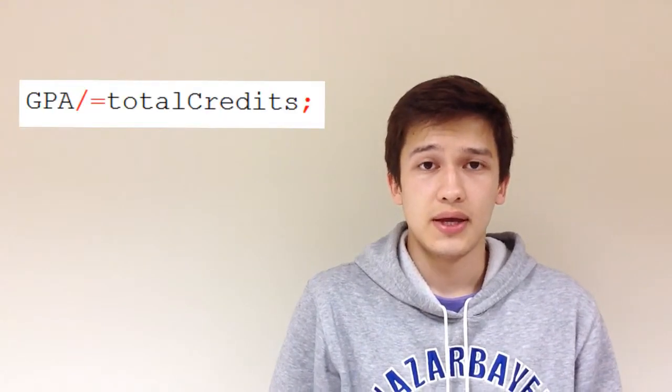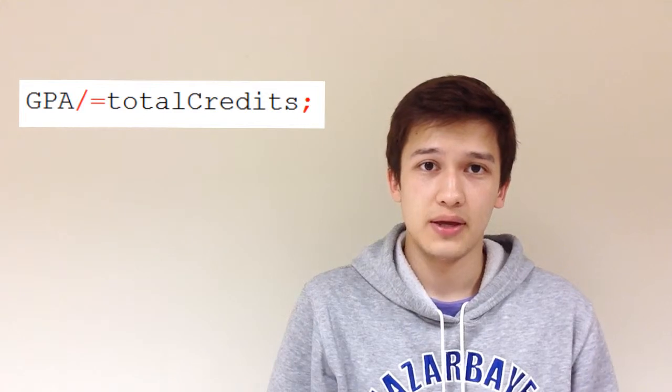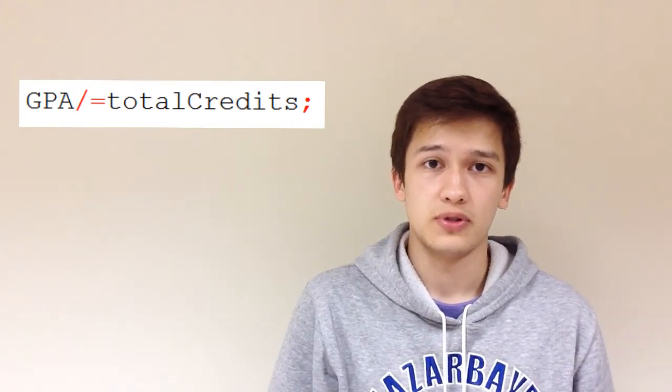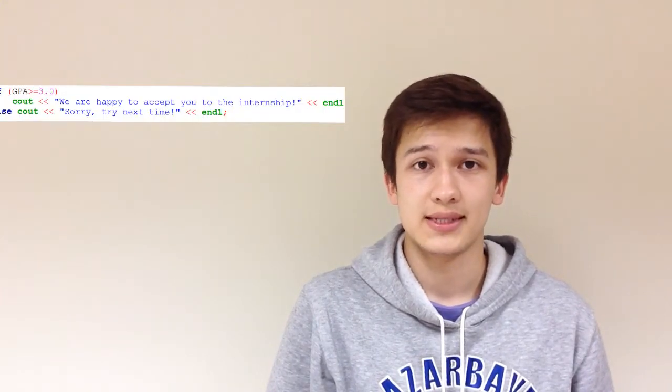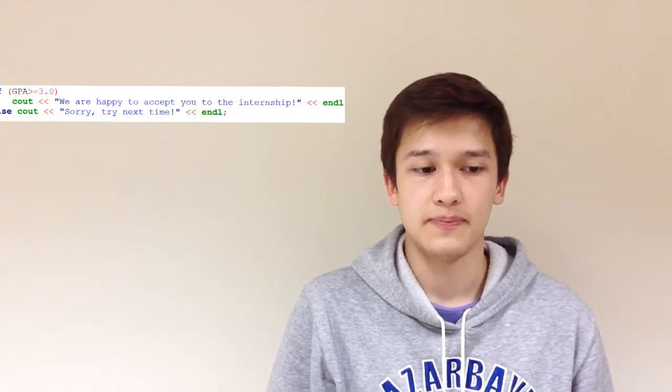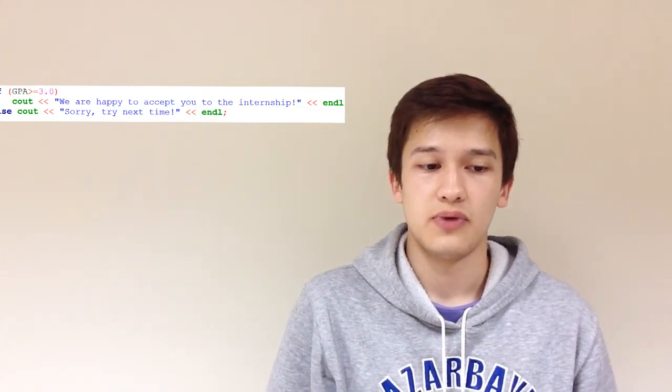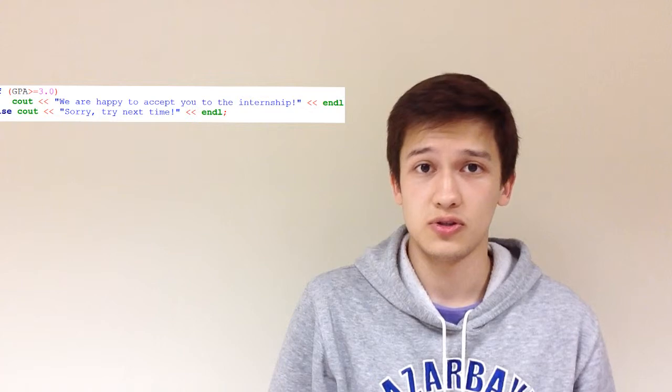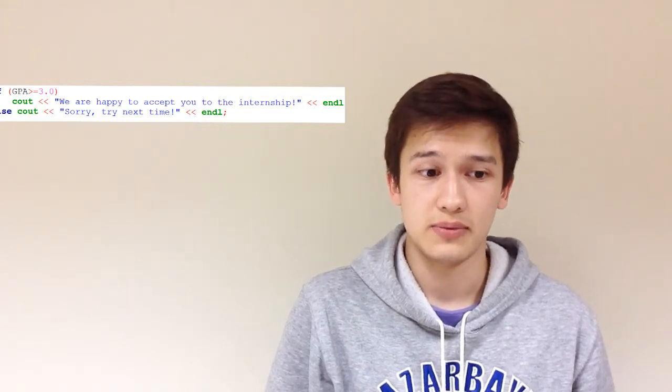Below we have a formula, GPA equals GPA divided by total credits. Now we have our average GPA and we can check whether we can apply for the internship or not. After that we have the if function. It states that if GPA is equal to or larger than 3.0, it will output the phrase "we are happy to accept you for the internship," which means that you are accepted.